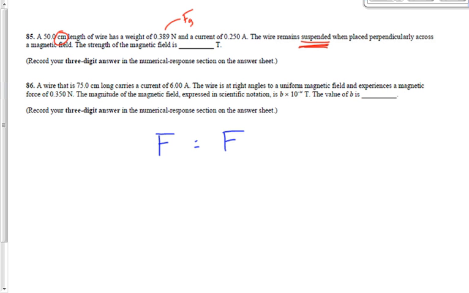We're dealing with a current in a magnetic field. One of those forces is going to be what, B? Okay, force of gravity. That's not the one that I was thinking, but absolutely. The force of gravity is going to be one of them because we're told that there's a weight of 0.389 newtons. What's the other force that's going to balance it out? Yep, the magnetic force. Good.